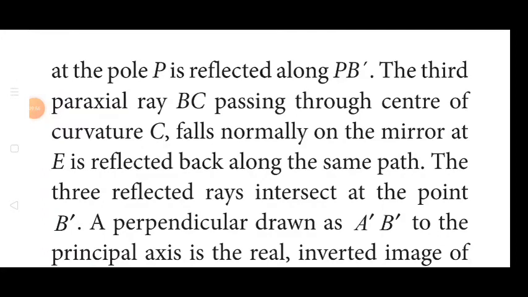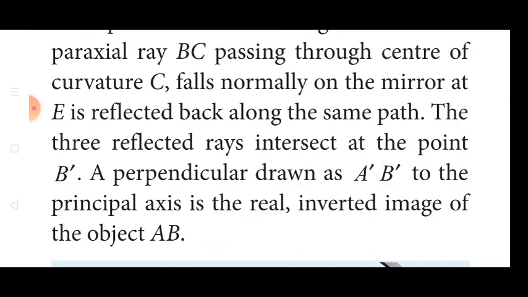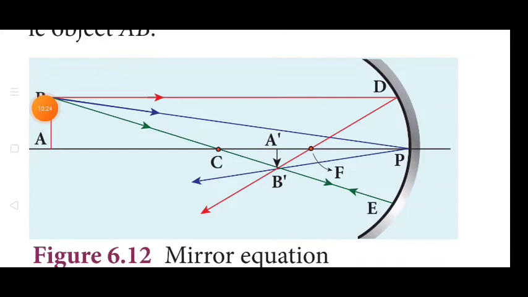The third paraxial ray BC, passing through the center of curvature C, falls normally on the mirror at E and is reflected back along the same path. The three reflected rays intersect at the point B dash. A perpendicular drawn as A dash B dash to the principal axis is the real inverted image of the object AB. Children, this is the diagram for deriving the mirror equation. You see this diagram very clearly. With the help of theory, you can understand the mirror equation.